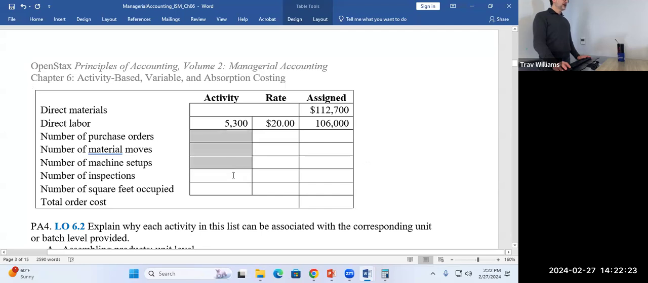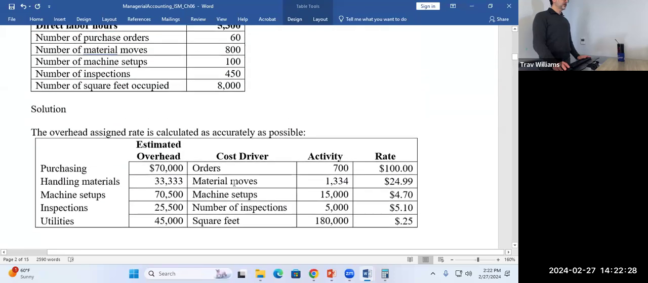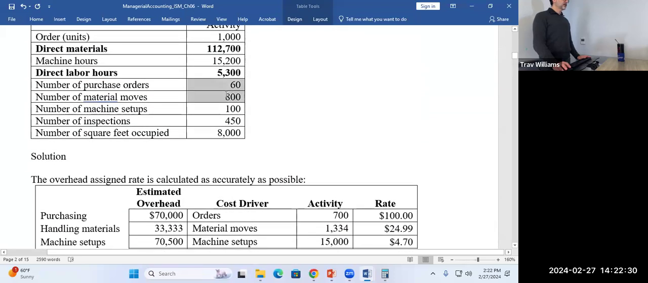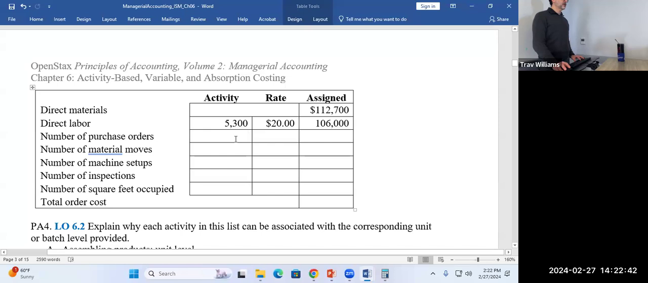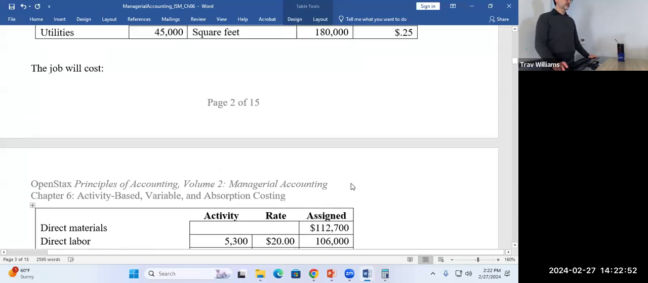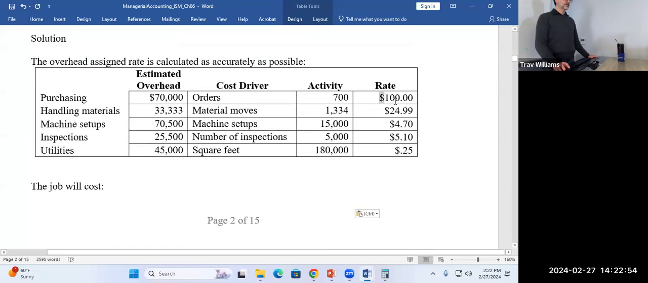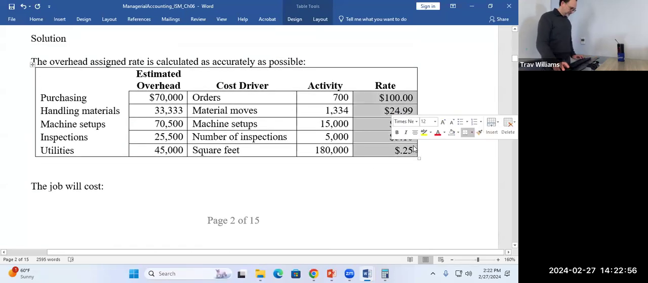All right, so now the number of activities. Remember, they gave us that information here. So for this job, it's going to be 60 purchase orders, 800 material moves, etc. So I can copy that and put that right here. And then do you remember how we just calculated those overhead rates for each of those different activities? You can copy that.